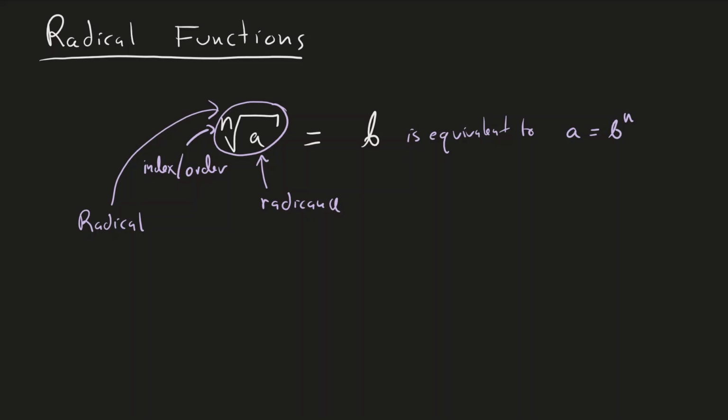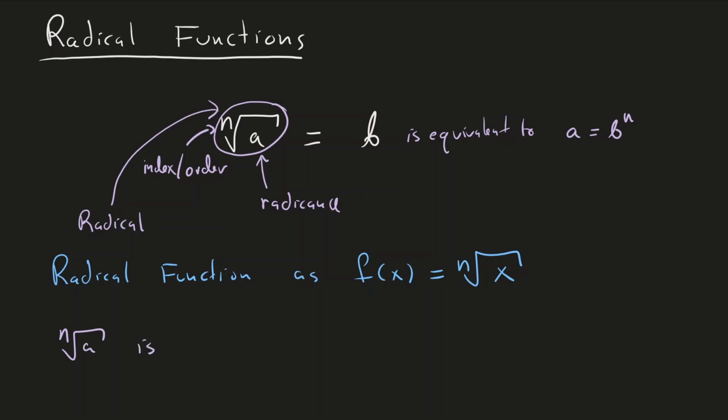And so we define a radical function as f of x is equal to the nth root of x. So there's a couple of common distinctions here. The one that we've already seen is the square root function. The other values of n could be like the cube root, where n is 3, 4th root, 5th root, and so on. The one other thing I want to mention is that this is called the principal root. The nth root of a is the principal root.